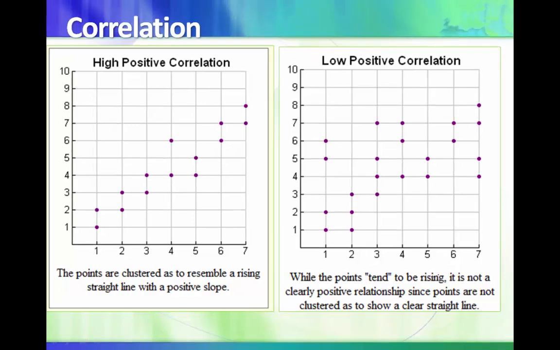On the left, we have another graph of a high positive correlation. Notice the points are clustered as to resemble a rising straight line with a positive slope. And you can imagine the line might go through here, something like this.